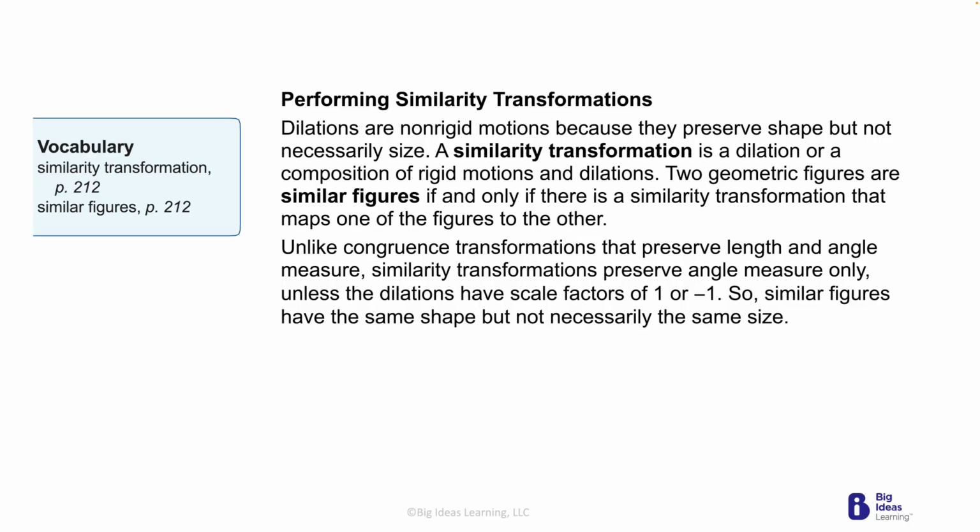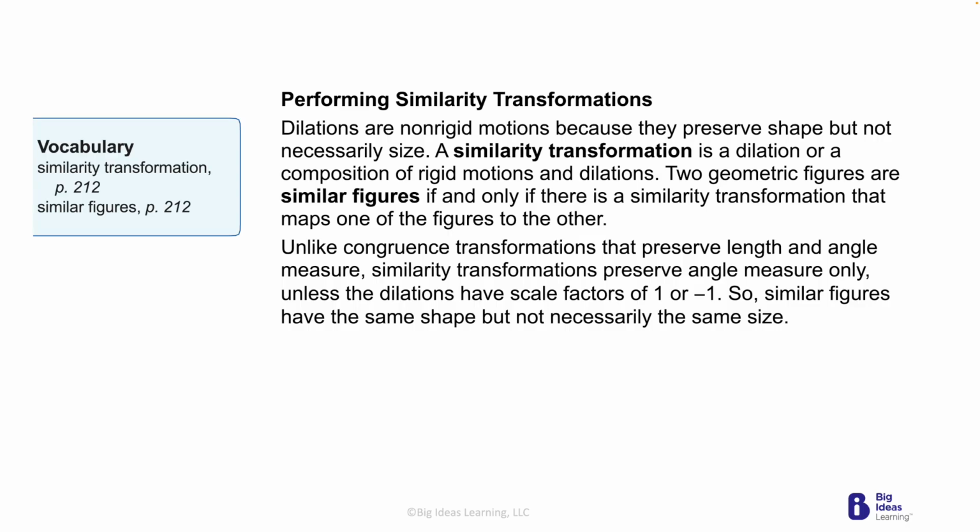Okay, there's a whole lot of words here. So dilations are non-rigid motions because they preserve shape, but not size. So a similarity transformation is a dilation or a combination of the rigid motions like translation, reflection, rotation, and dilations.